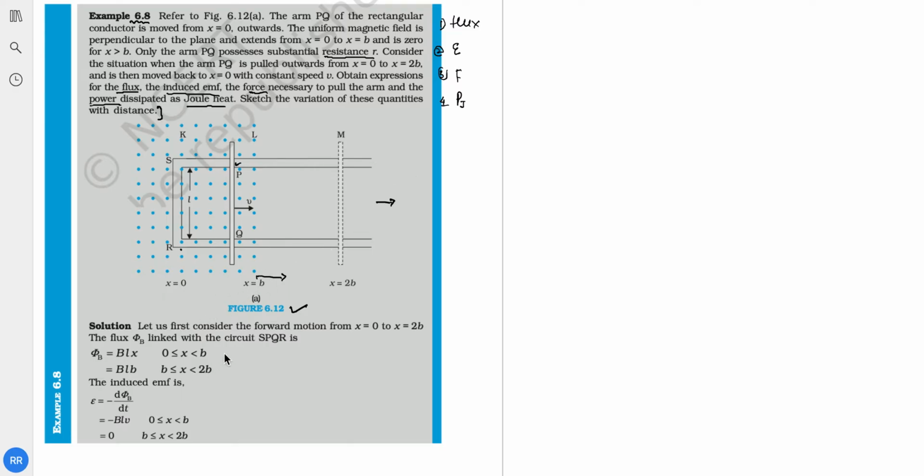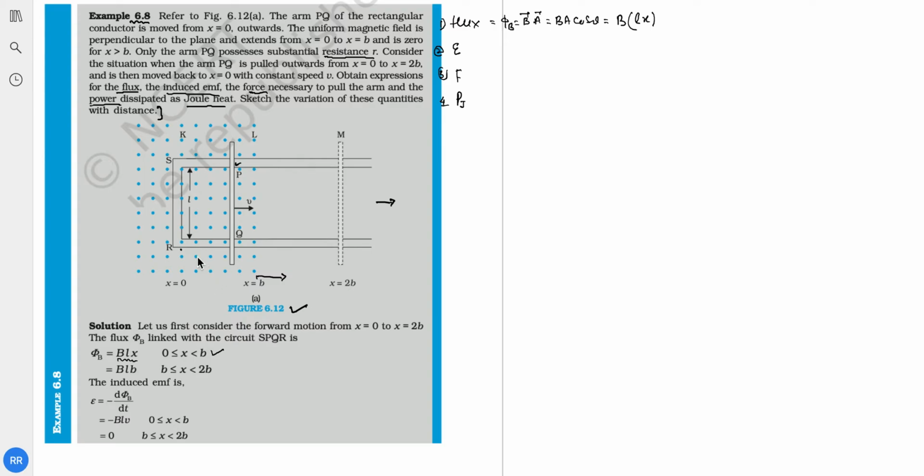तो फ्लक्स का जो फार्मूला होता है, फ्लक्स इज इक्वल टू phi is equal to B dot A, that is equal to B A cos theta. So if theta is equal to 0 degree, you are left with BA, and here it's having some length L, and breadth is x. So from 0, flux होगा phi b is equal to BLx for 0 is less than or equal to x is less than or equal to b.